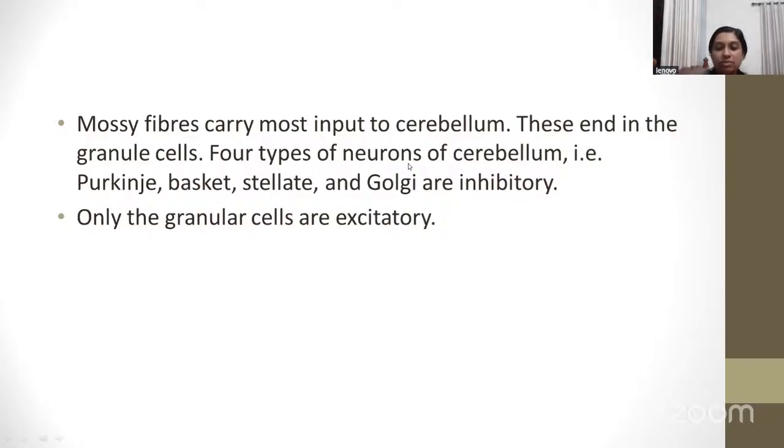In the molecular layer, we can see stellate cells and basket cells. And in the Purkinje layer, only the Purkinje cells are there. In the granular cell layer, we can see the granular cells as well as the Golgi cells. And in the inner part, we can see the climbing fibers and mossy fibers from the interior white matter of the cerebellum.